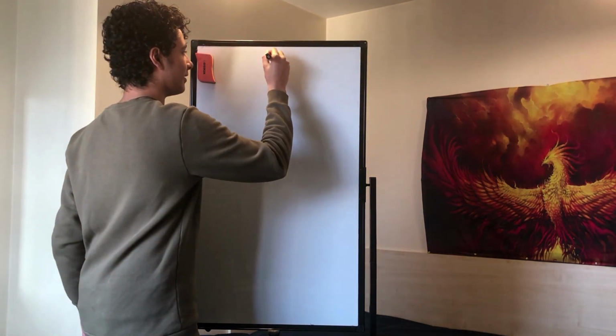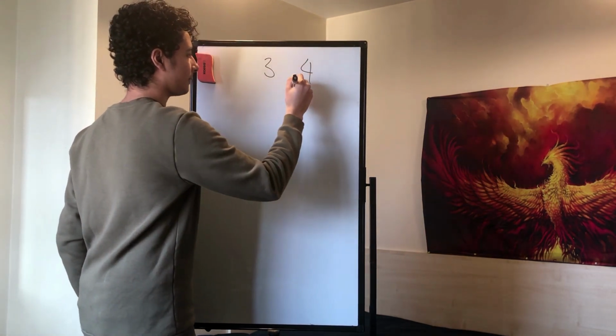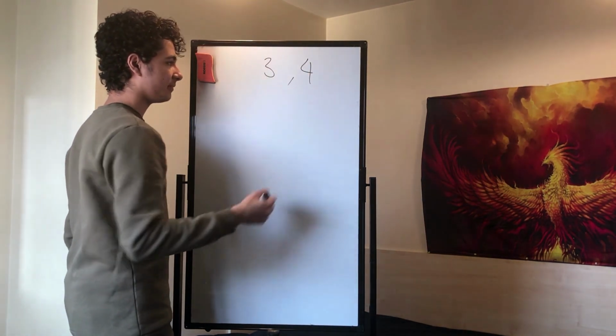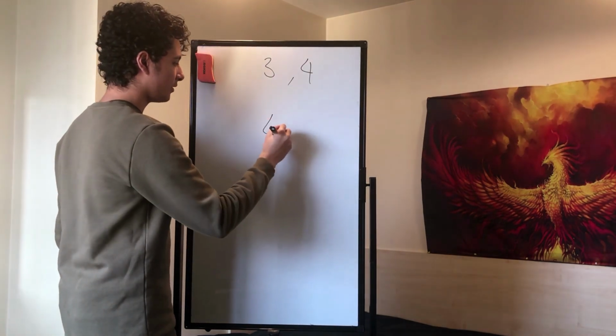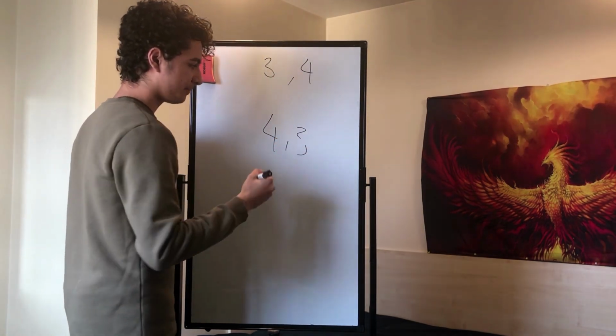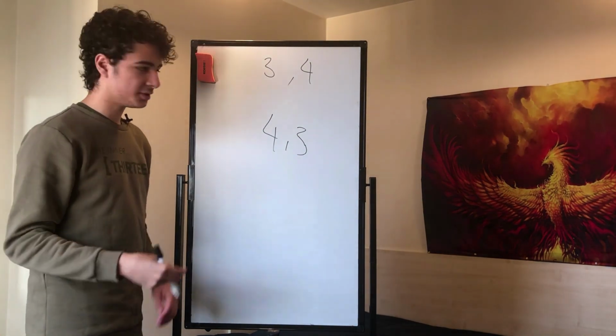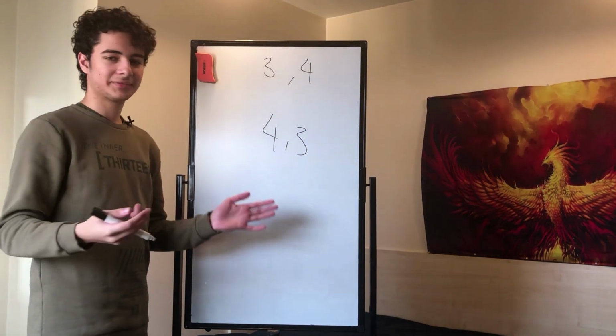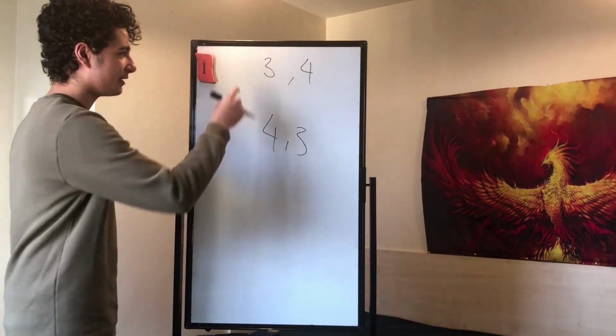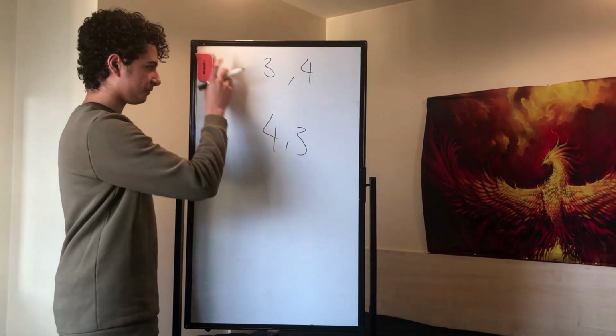As I said, you have 3, 4. Okay, I'm going to put a comma there. And you also have 4, 3. So you're remembering only two numbers, but you just have to remember the pattern, which is not that difficult. You just reverse the numbers. So you have 3, 4 and 4, 3.